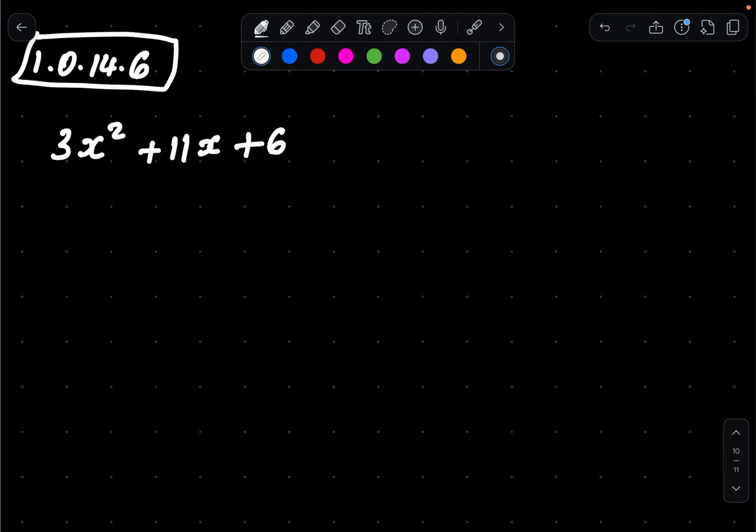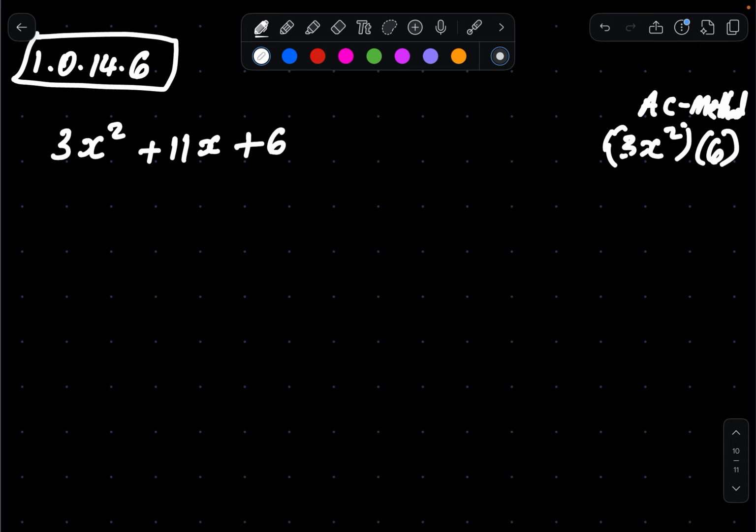In this question, we are asked to factorize 3x squared plus 11x plus 6 fully. Because here we do not have 1, we cannot directly go into the brackets. We have to go on the side and use the AC method. The AC method is we take the first term, which is 3x squared, and we need to multiply with the last term, which is 6.